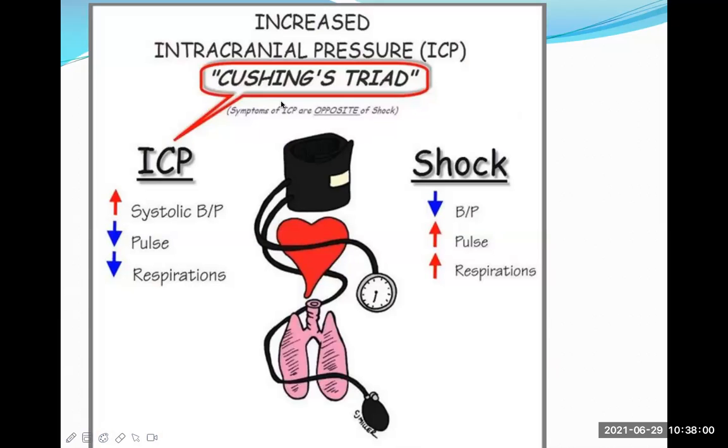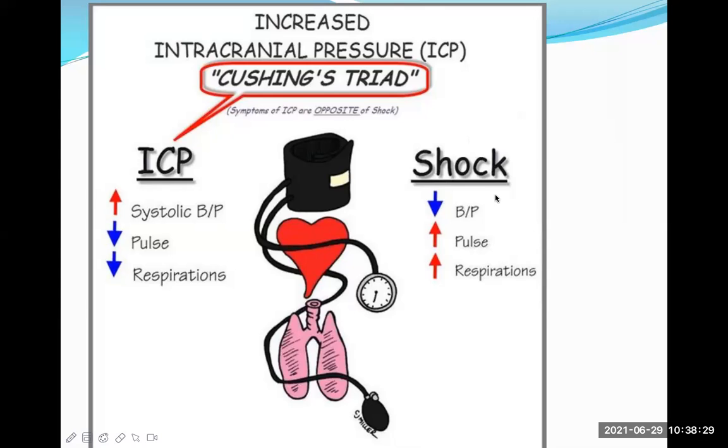So Cushing triad, which we have talked about many times till now: raised blood pressure, decreased pulse, and irregular respiration. Now, what is the difference between shock and raised ICP? In shock, there is decreased blood pressure, increased pulse, and excessively fast breathing. So this is the difference between shock and raised ICP. So we need to be careful.